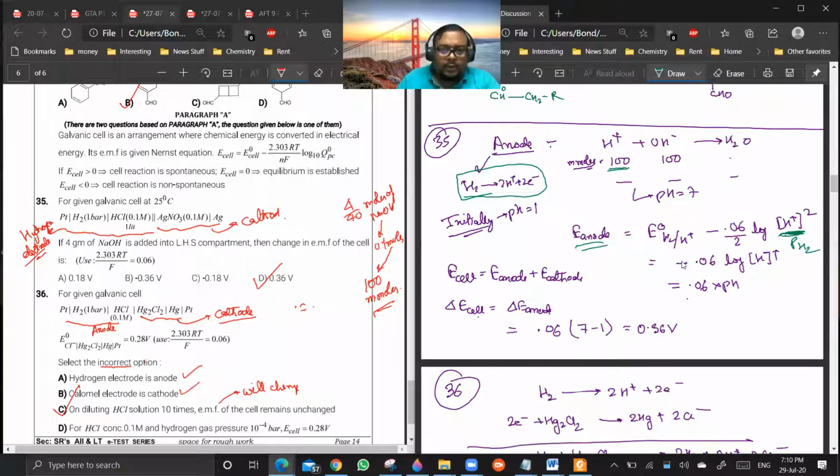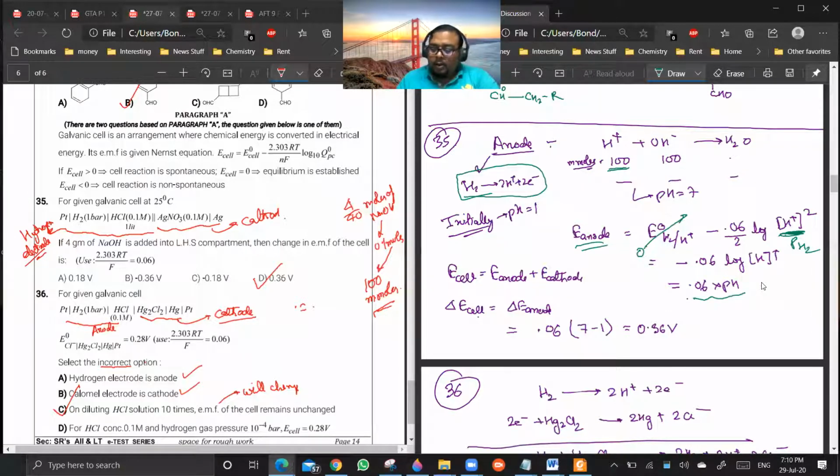So E naught of H2 to H plus will be 0, because you know the standard hydrogen electrode is 0 whether it is anode or cathode. And if you simplify this, it will be 0.06 log concentration of H plus, which is 0.06 into pH.